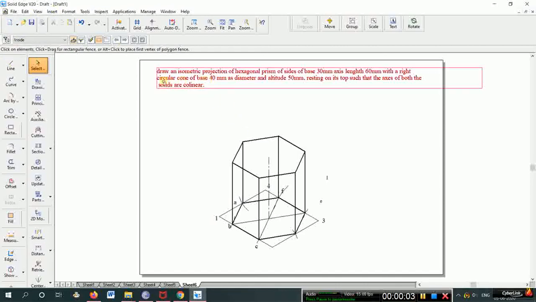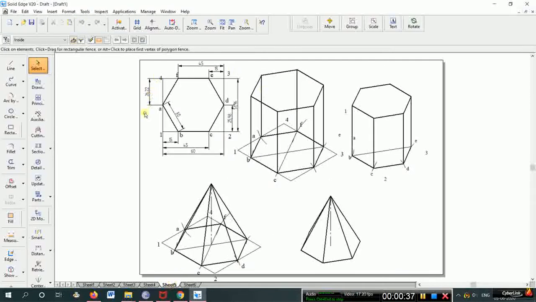So now the problem is: draw the isometric projection of a hexagonal prism of base side 30 mm and axis length 60 mm, and a right circular cone of base diameter 40 mm and altitude 50 mm resting on its top, such that the axes of both solids are collinear. So it is a combination of two solids, that is, a hexagonal prism at the bottom and a cone placed on top. Construction of the hexagonal prism.